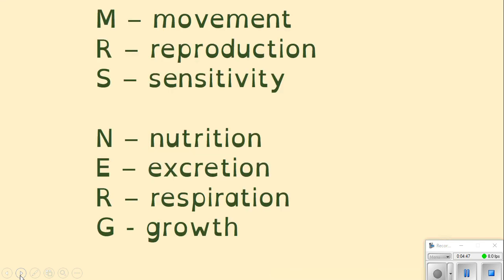So here we go. Here are the 7 things that all living things have to do to be living. M, movement. R, reproduction. S, sensitivity. N, nutrition. E, excretion. R, respiration. G, growth. And if you look at those, they've got the acronym Mrs. NERG.